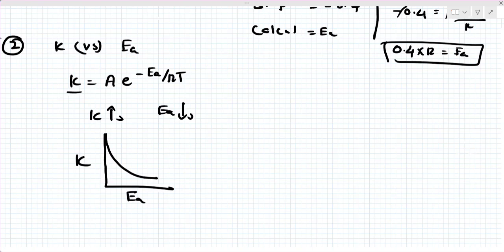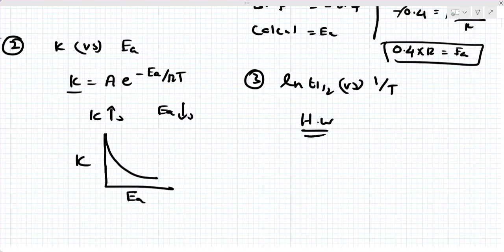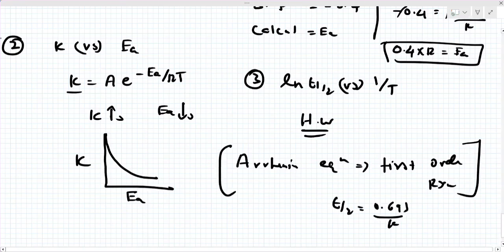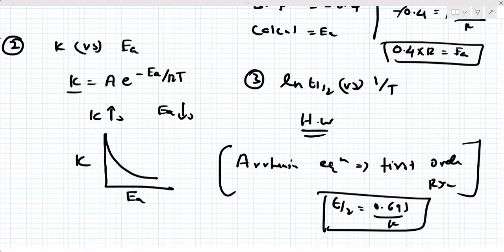You can try this equation for yourself: t half versus temperature, or 1 by T. You can try to draw this. First, you have to try this one. Please note, I give the clue from the Arrhenius equation: it's a first order reaction. You know the t half of a first order reaction, right? It is 0.693 by k. Apply this equation. Try to draw the log t half versus 1 by T graph. Tell me whether it is a decreasing graph, an increasing graph, exponentially decreasing, or a straight line. You can tell the graphical representation in the comment section.